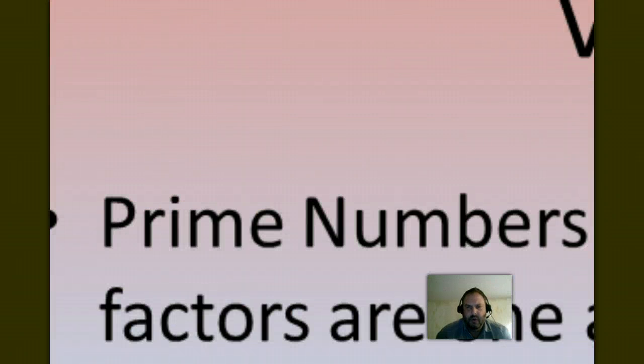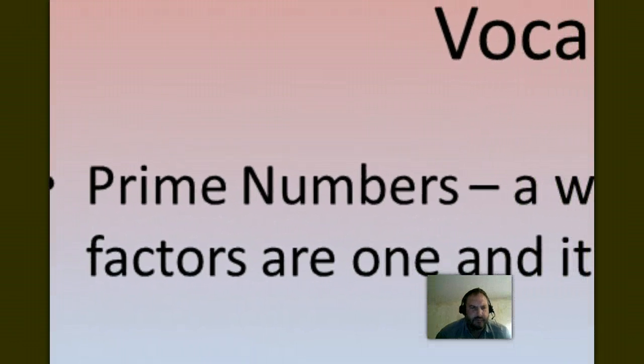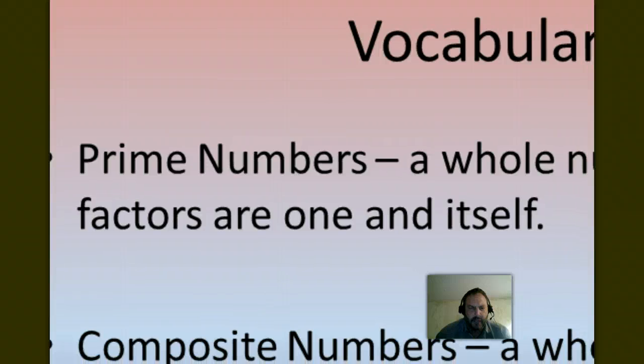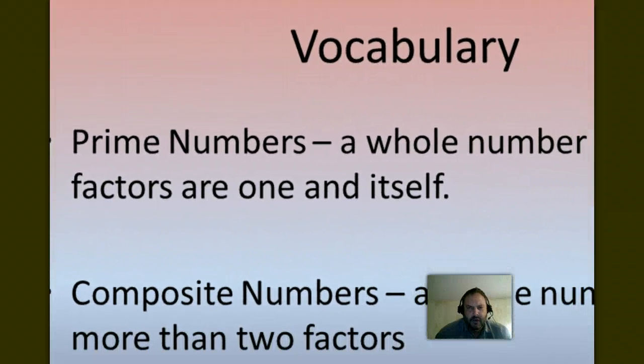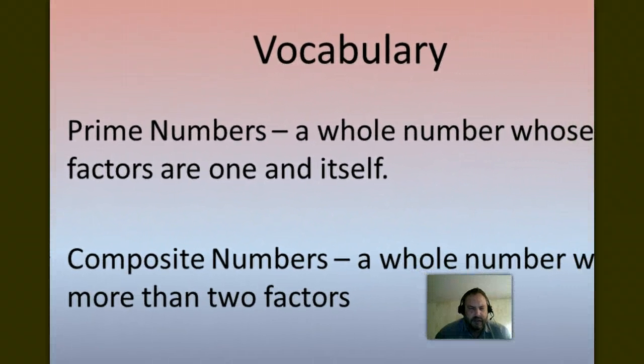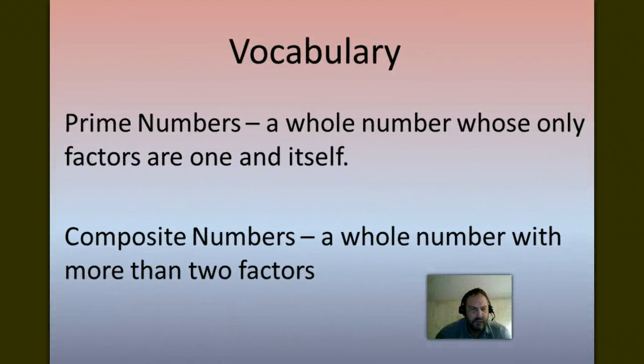A prime number is a whole number whose only factors are 1 and itself. 13 is an example of a prime number. The only number that you could divide 13 by is 1. So, again, a prime number is a whole number whose only factors are 1 and itself. 7 is also a prime number. 5 is also a prime number. 23 is also a prime number.